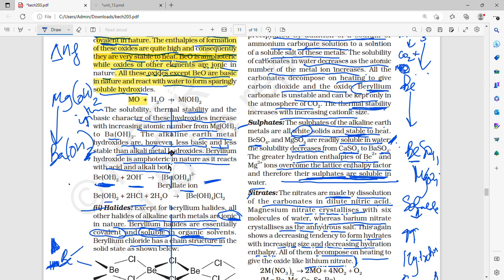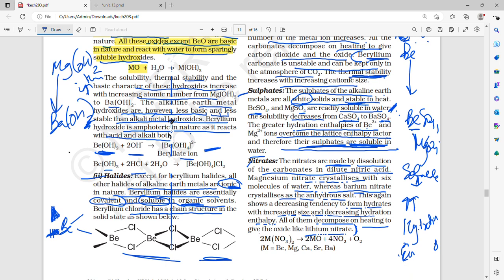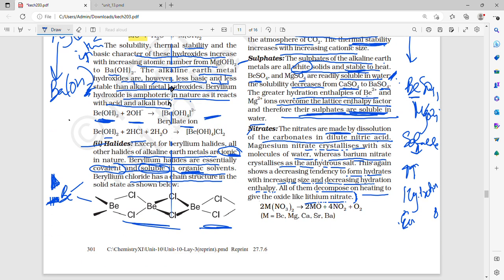The thermal stability increases with increasing cationic size. So as we go down the group, the thermal stability increases, but the water solubility decreases. Sulfates of all the alkaline earth metals are white solids and they are all stable to heat. Beryllium sulfate and magnesium sulfate are readily soluble in water, but the solubility decreases from calcium to barium.